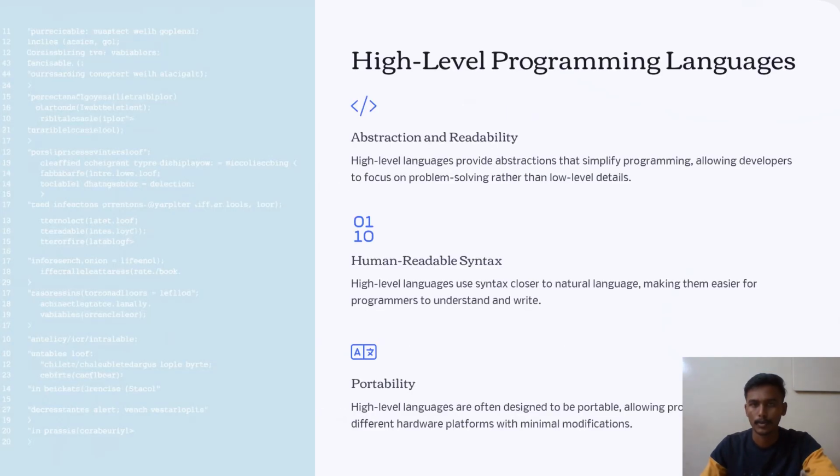High level programming languages. Abstraction and readability. High level languages provide abstractions that simplify programming, allowing developers to focus on problem solving rather than low level details. Human readable syntax. High level languages use syntax closer to natural language, making them easier for programmers to understand and write. Portability. High level languages are often designed to be portable, allowing programs to run on different hardware platforms with minimal modifications.